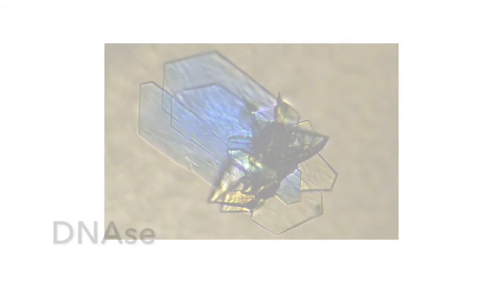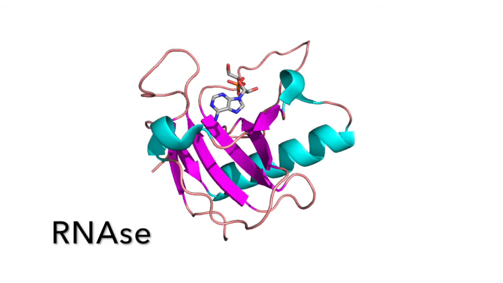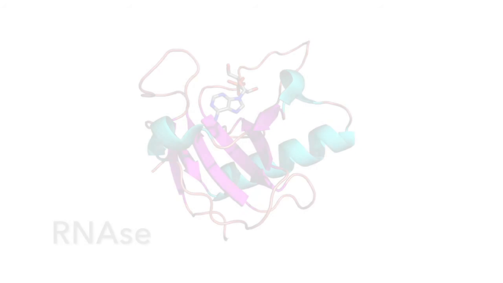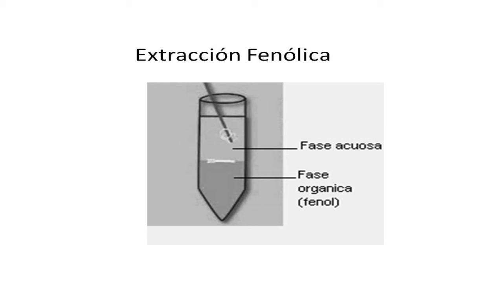To ensure destruction of other genetic material and not of the plasmid, it's important that after dissolving the pellet with molecular biology water, a treatment with DNases or RNases is given to avoid contamination with DNA or RNA, and also perform another phenolic extraction to eliminate the enzymes.